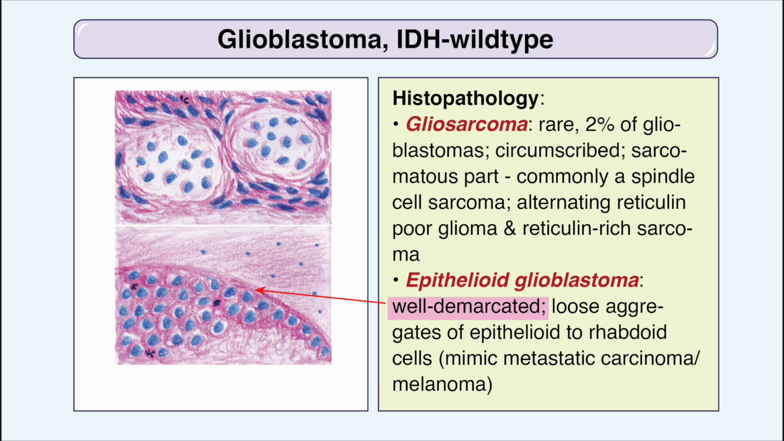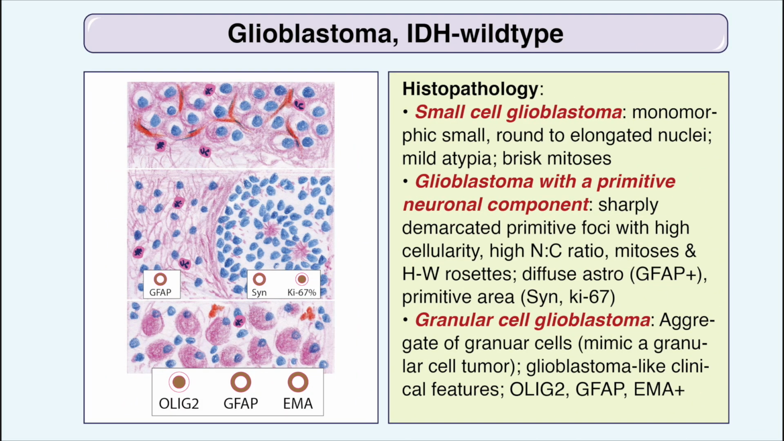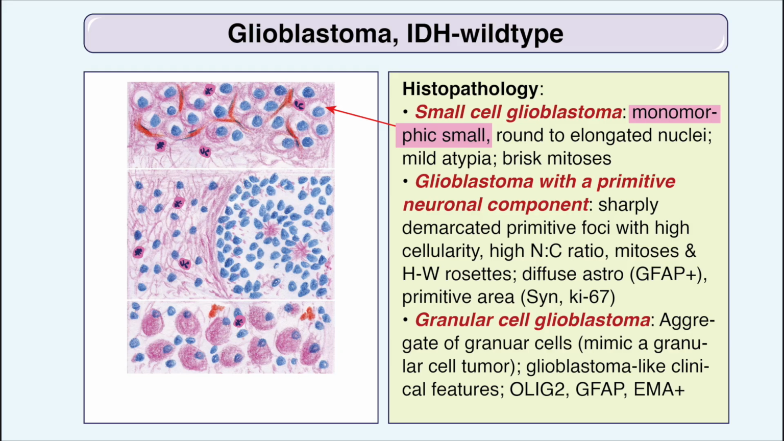Epithelioid glioblastoma. They are usually well-demarcated tumors characterized by loose aggregates of large epithelioid to rhabdoid cells, often mimicking metastatic carcinoma or melanoma. GFAP and OLIG2 often help to distinguish glial lineage. Small cell glioblastoma. They are composed of cells with monomorphic small round elongated hyperchromatic nuclei with mild nuclear atypia but with brisk mitosis. Morphology may resemble anaplastic oligodendroglioma, but the small cell glioblastoma is uniformly IDH wild-type.